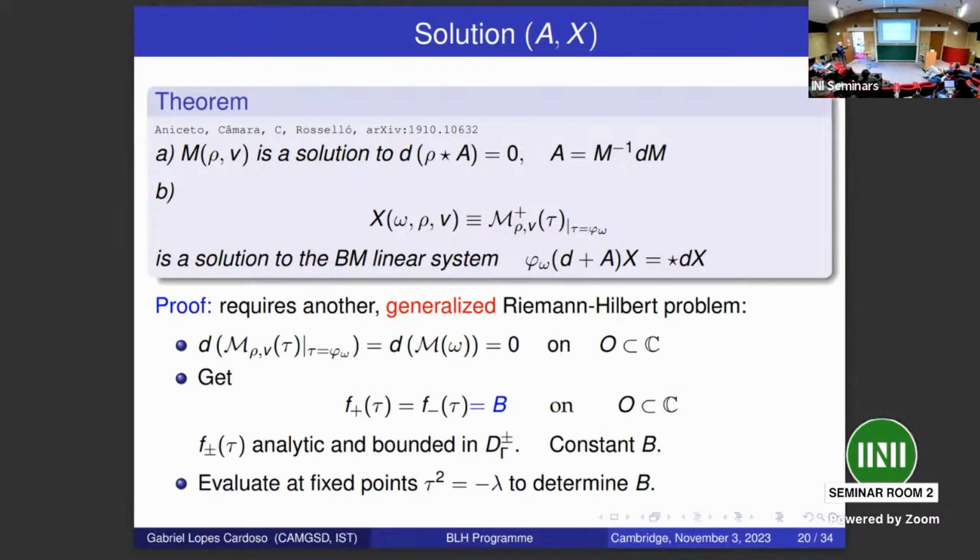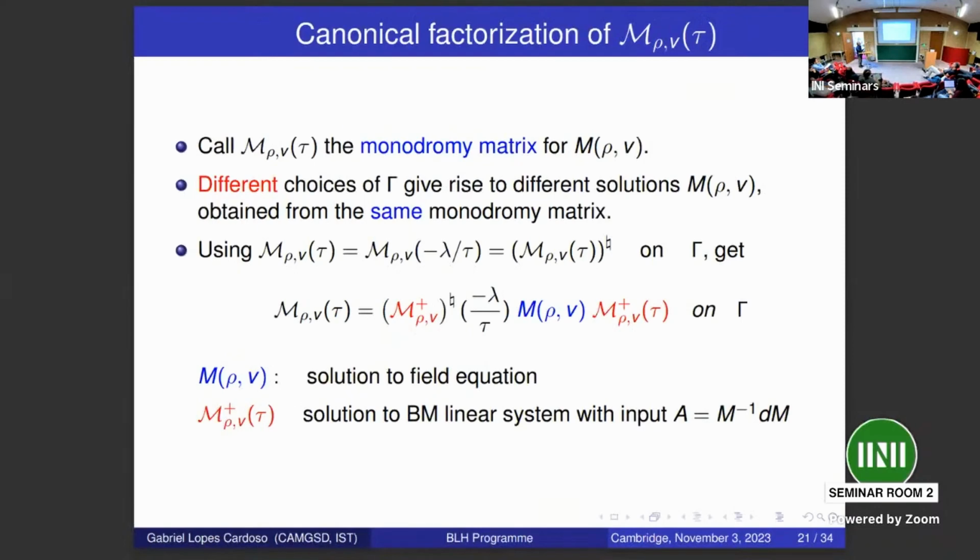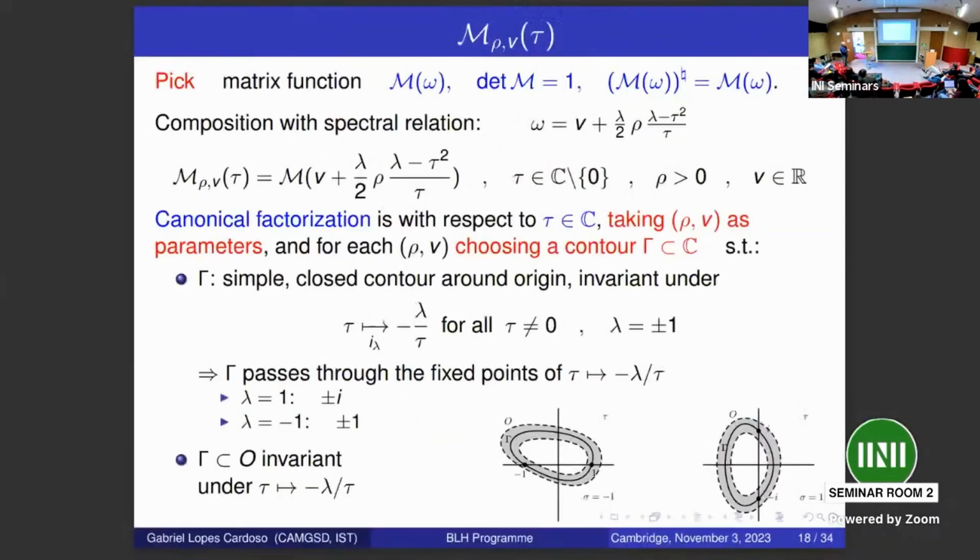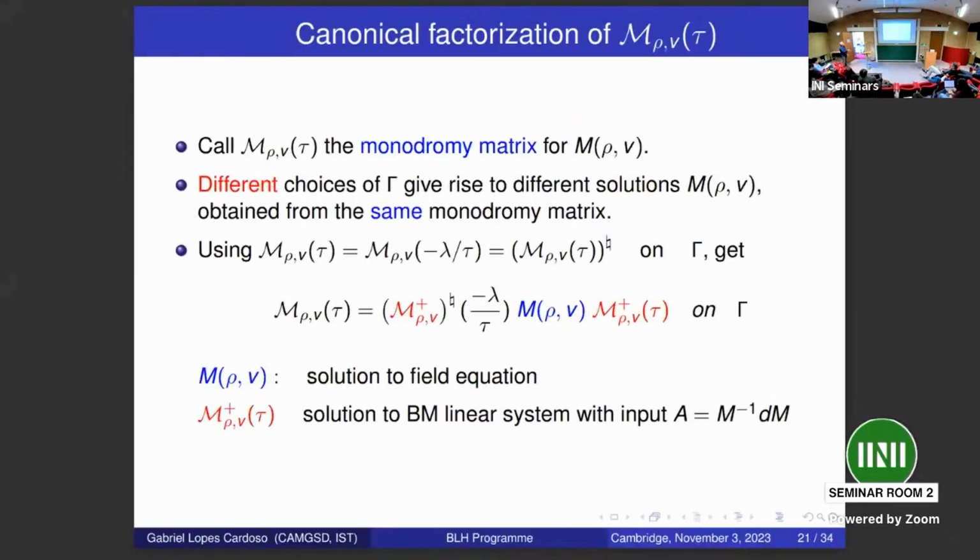Now, this is just a comment, but this comment will play a role in the following. But before I get there, let me make another statement. You picked a curly M of W. You substituted W by this expression, so now you have an M of rho v tau. And if this has a canonical factorization, then you say that this is the monodromy matrix for the solution M of rho v.